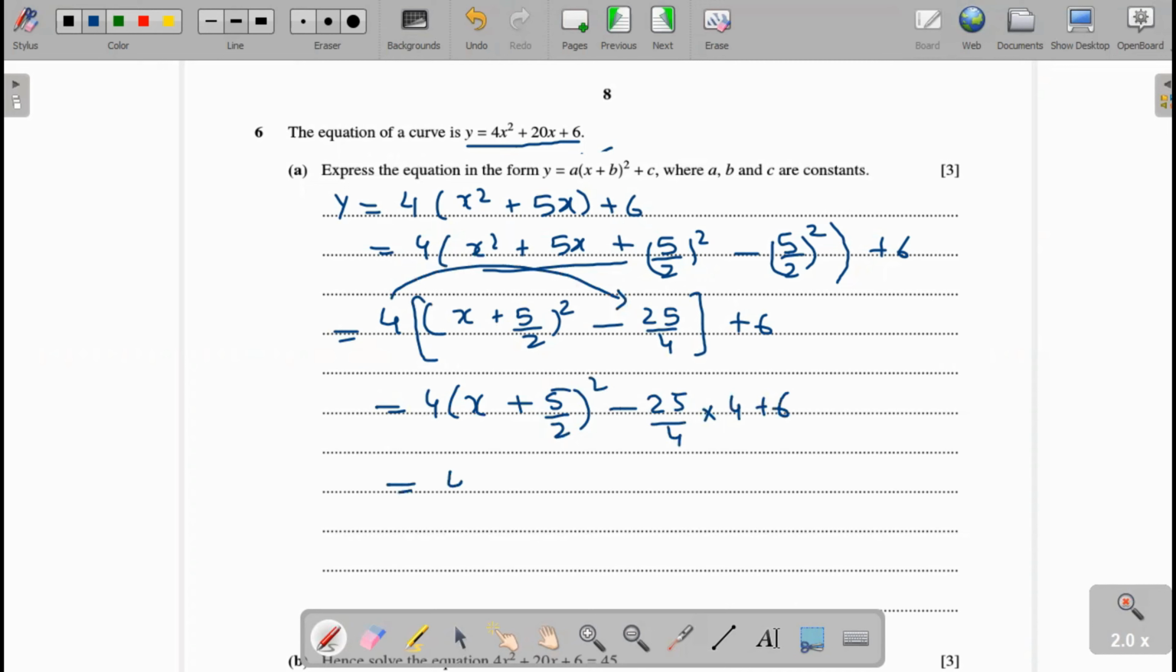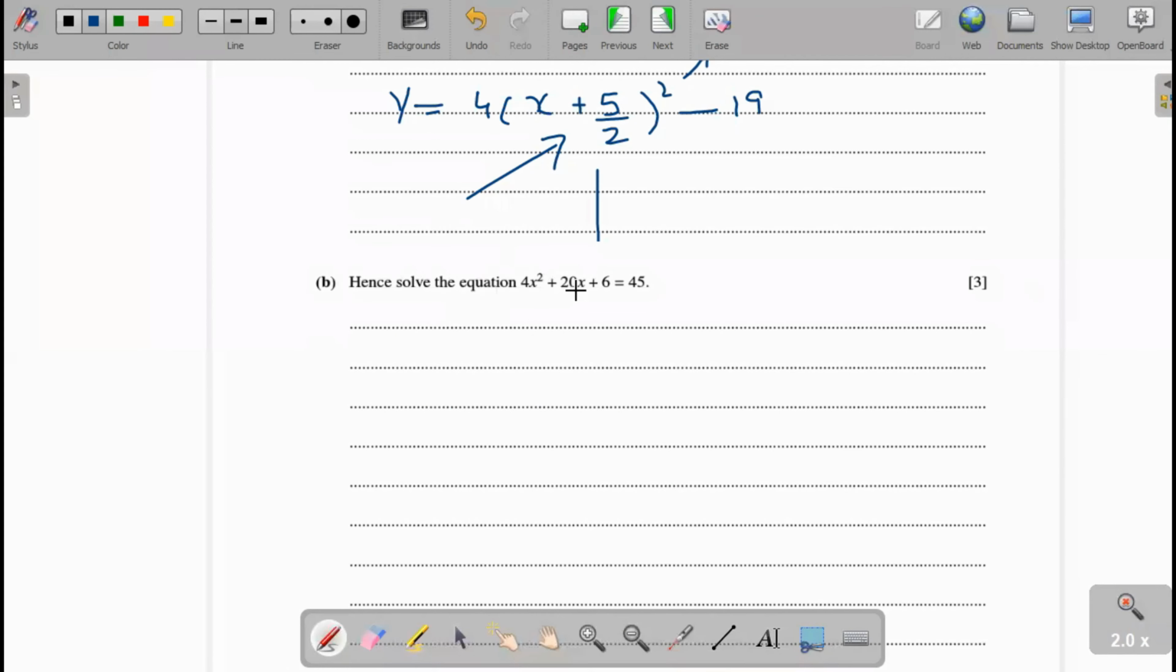That value could be 4 into (x plus 5 over 2) whole squared. 4 will be cancelled. Minus 25 plus 6, minus 19. That's the answer. Solve the equation 4x squared plus 20x plus 6. This equation 4x squared plus 20x plus 6 can be written in this form. Now you see here 4 into (x plus 5 over 2) whole squared minus 19 equal to 45.